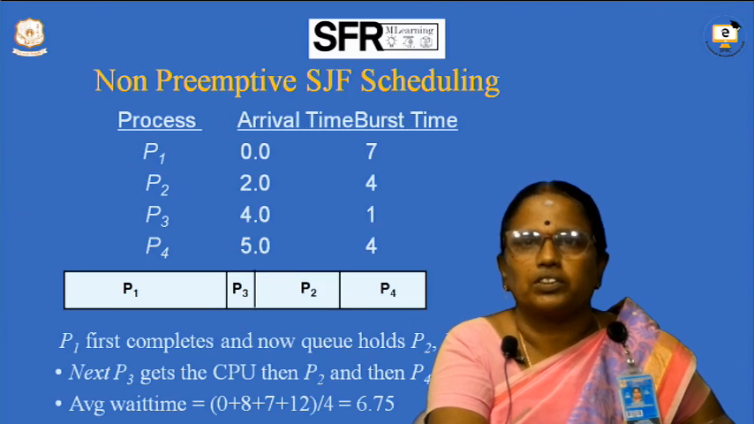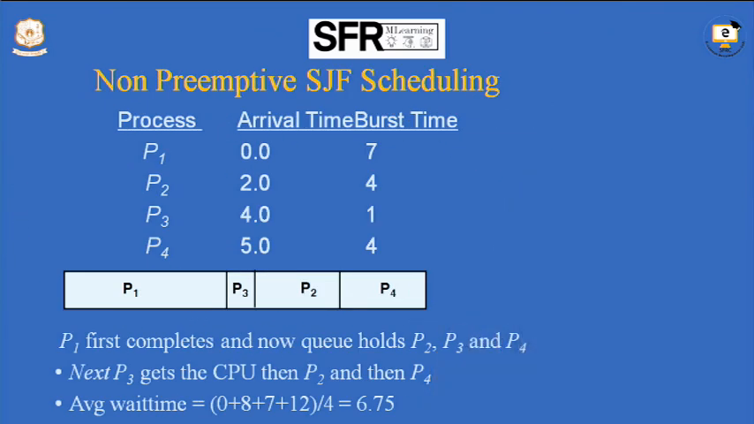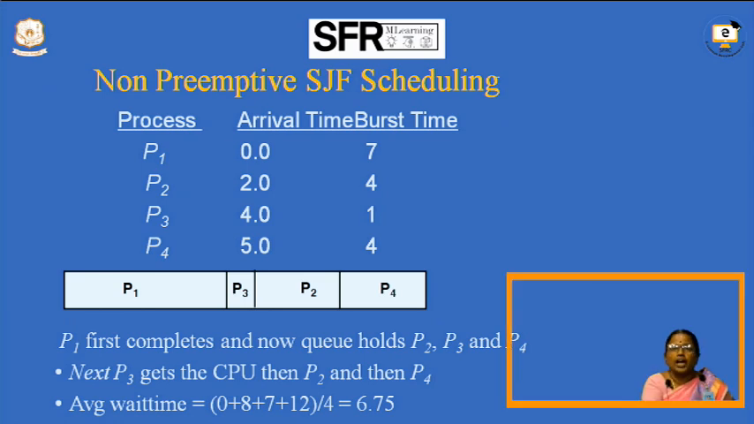So, we will see non-preemptive SJF scheduling first. Here we have 4 processes, and the arrival times are 0, 2, 4, 5 for P1, P2, P3, P4 respectively, and the CPU burst times are 7, 4, 1, 4.